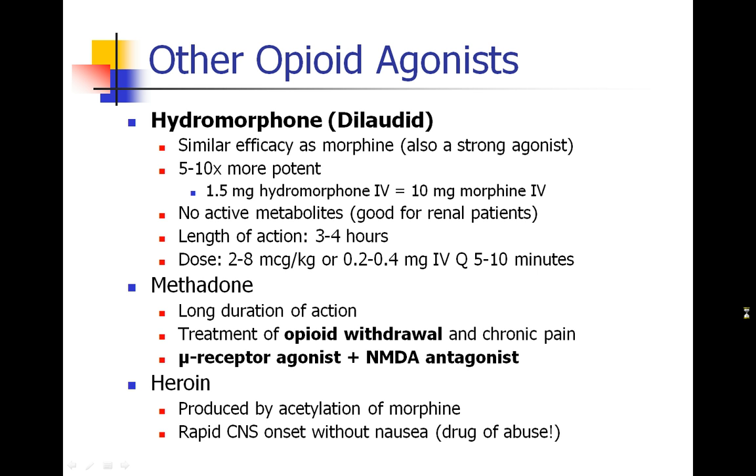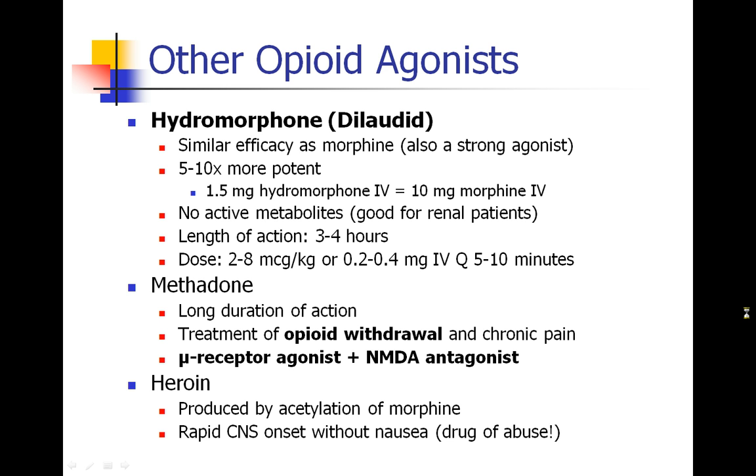It's about the same efficacy as morphine. It's also a strong agonist, but it's more potent, which means you don't need as much. A rule of thumb is that 1 of hydromorphone is equal to about 10 of morphine. A more accurate rule is about 1.5 of hydromorphone equals about 10 of morphine. The drug has no active metabolites, which makes it a better choice for renal patients or patients who are going to get prolonged therapy with opioid.